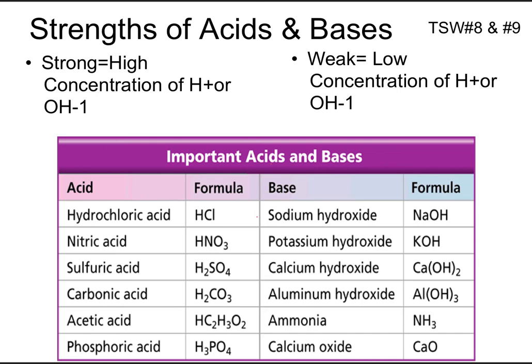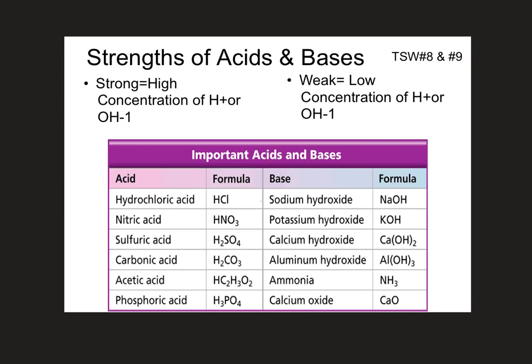So if you notice, all acids had something in common here, which is they all have an H at the beginning of the formula, right? And so they're all technically ionic compounds, where they have positive and negative ions that are bonded together, all right? So your bases over here are, if you notice, sodium hydroxide, potassium hydroxide, calcium hydroxide, aluminum hydroxide, ammonia, and calcium oxide.